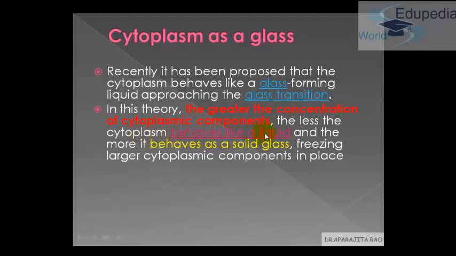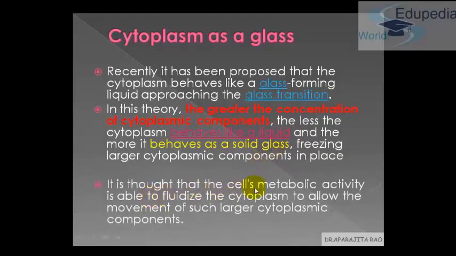It is just that, suppose you are making a smoothie, okay, you put half a cup of milk in the fruits, your smoothie will come out thicker, and if you put 1 cup of milk in the smoothie, it will come out thinner as compared to the earlier one, right? So the same thing we are trying to tell here, that the greater the concentration of organelles in the cytoplasm, the less it behaves like a fluid, and it starts behaving like a solid glass. It starts becoming thicker and thicker.